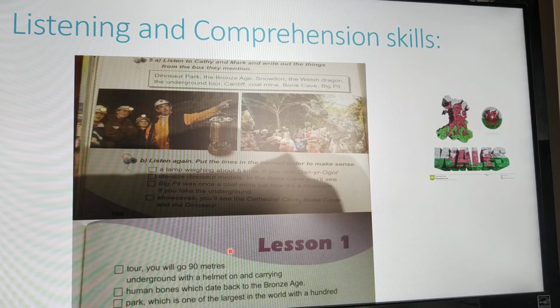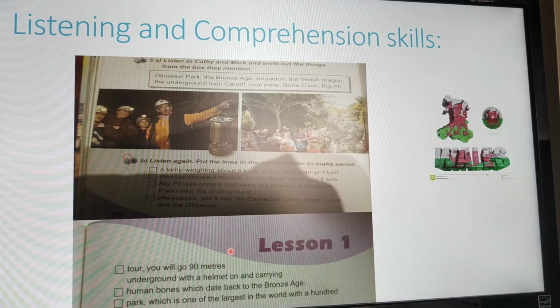If you go there, take the underground tour. You will go 90 meters underground with a real miner and see what life was like for the thousands of men who worked as miners. Let me just warn you, you'll have to wear a helmet and carry a lamp weighing about 5 kilos.